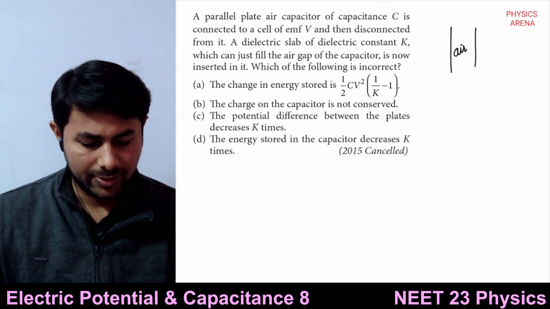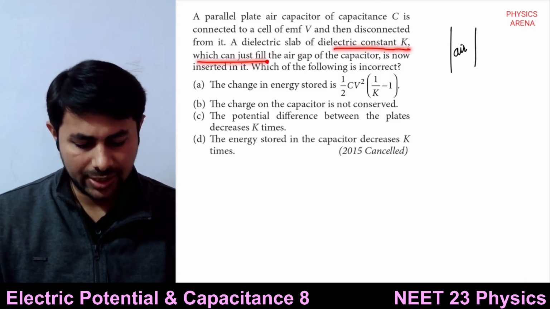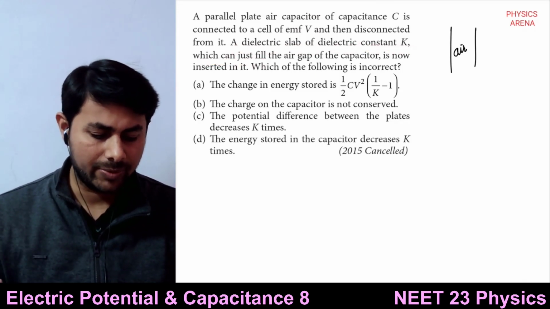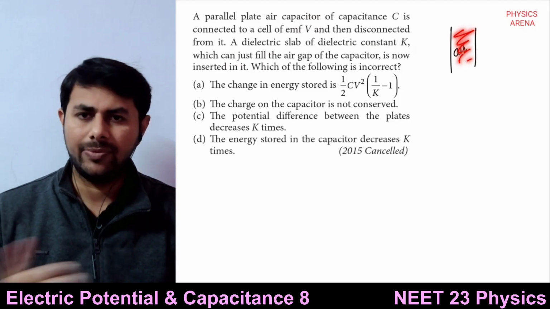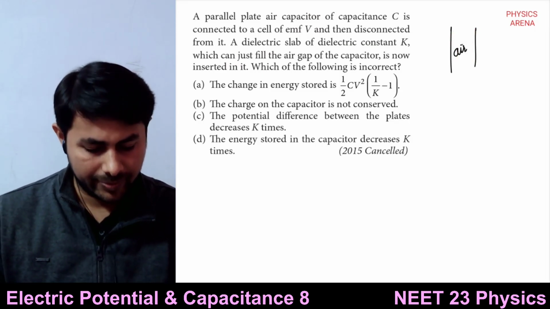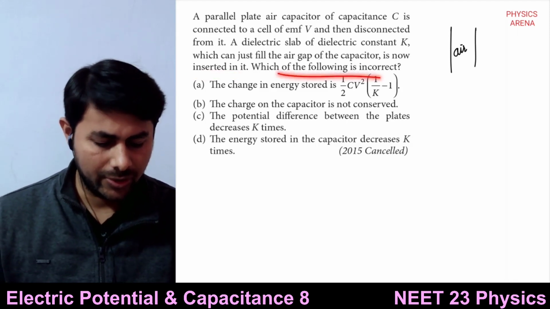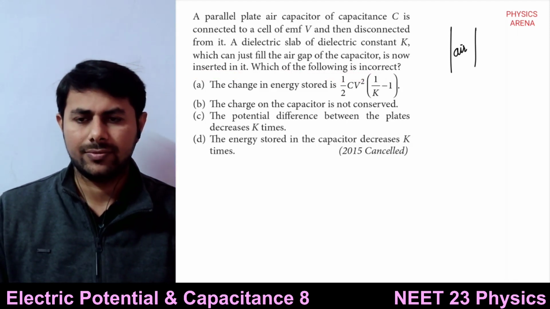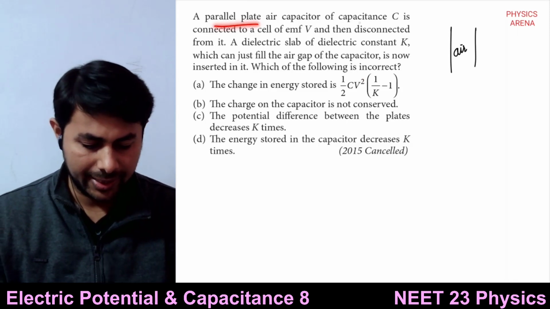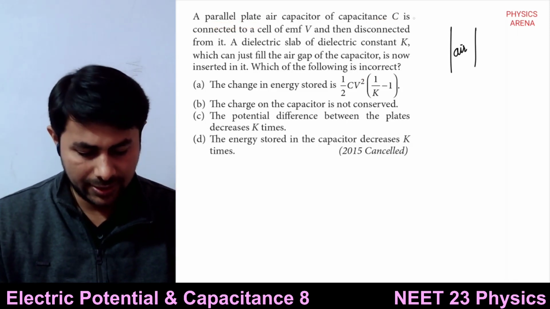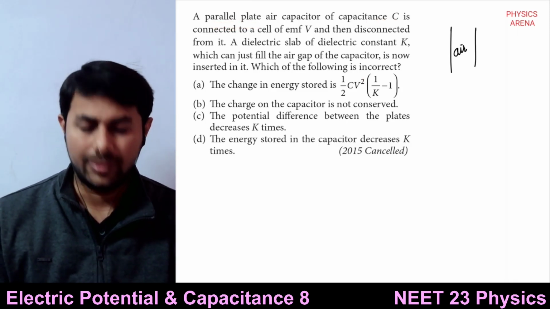A dielectric slab of dielectric constant K, which can just fill the air gap of the capacitor, so it is completely filling the air gap, is now inserted in it. Which of the following is incorrect? So you have a parallel plate air capacitor of capacitance C and you connect it to V.